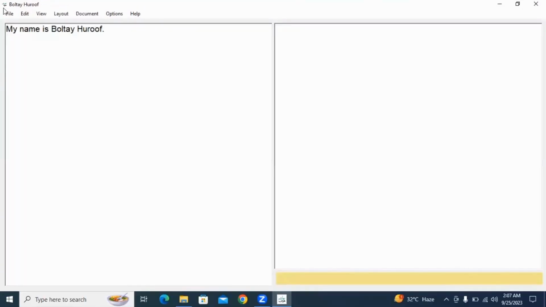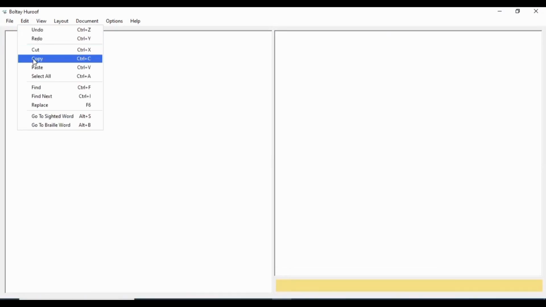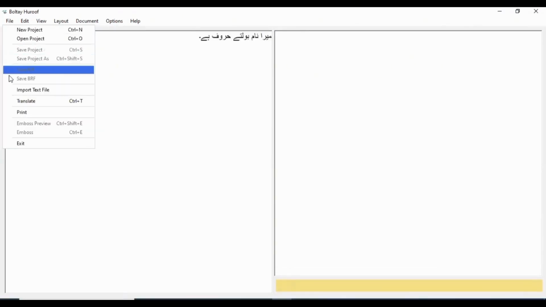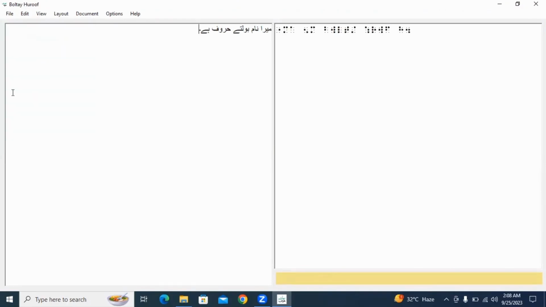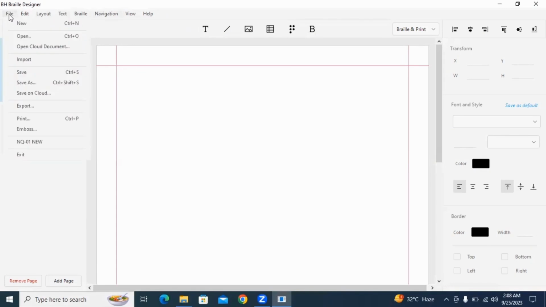Now I have just provided an English text that will be converted into braille. Translate. Translated. Then I pasted the text in our mother tongue, which is Urdu, and translated, and it converted it into its braille. Our second module assists in creating braille books and documents.